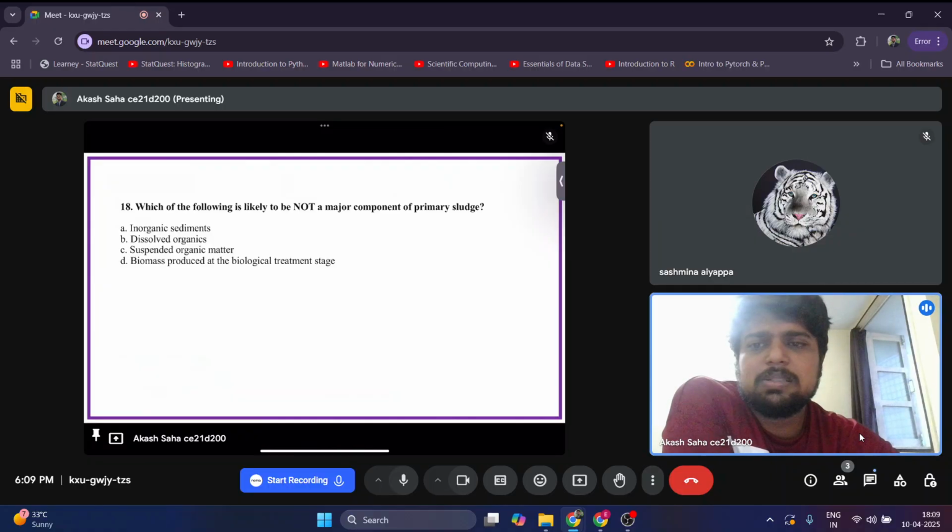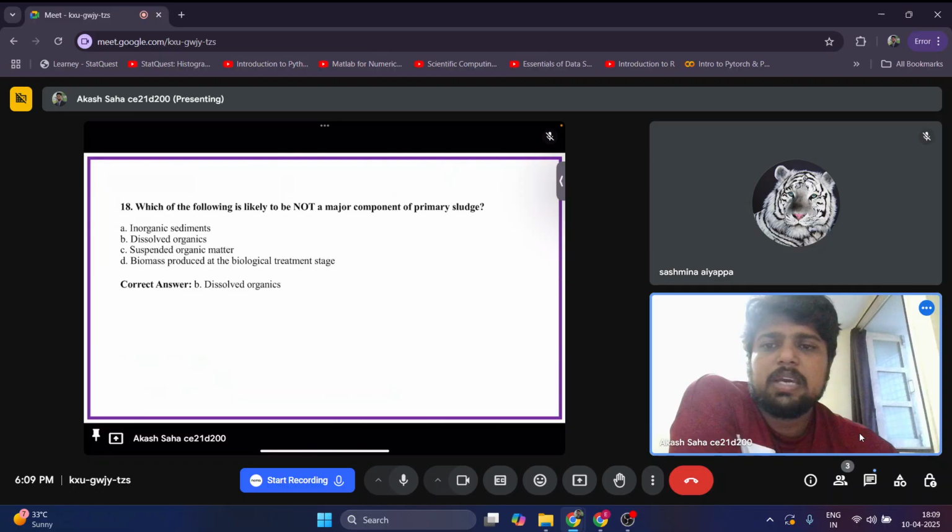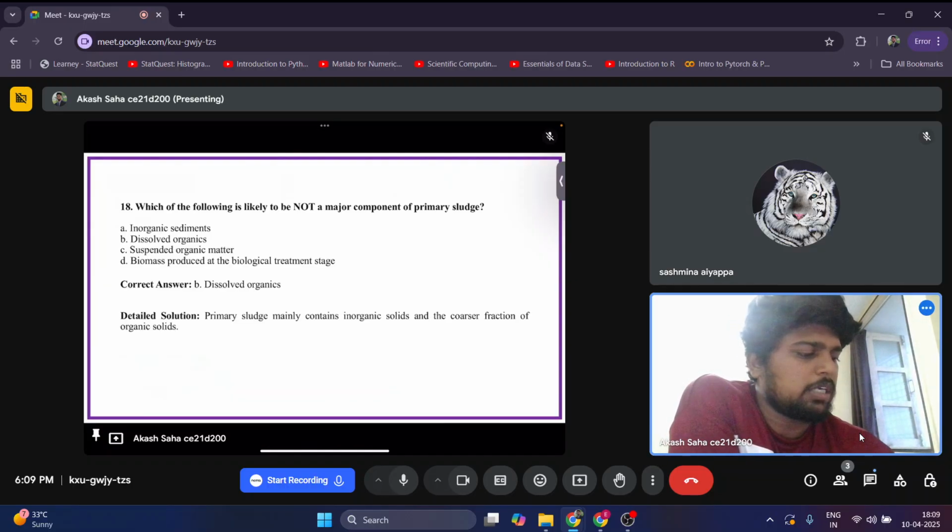So that should not be the case, but still some kind of biomass may be there, but dissolved organics will definitely not be a part of primary sludge. So the correct answer is dissolved organics. Dissolved organics will be removed only in the aeration tank or somewhere after, like in the secondary sedimentation tank. So primary sludge mainly contains the inorganic solids and the coarser fraction of the organic solids.